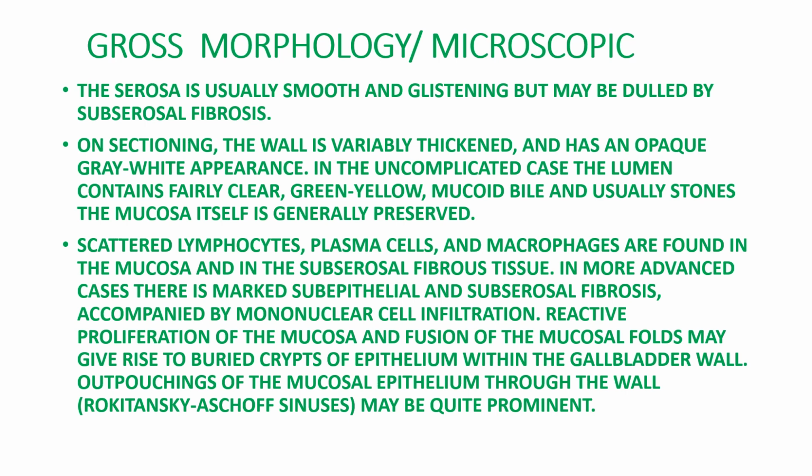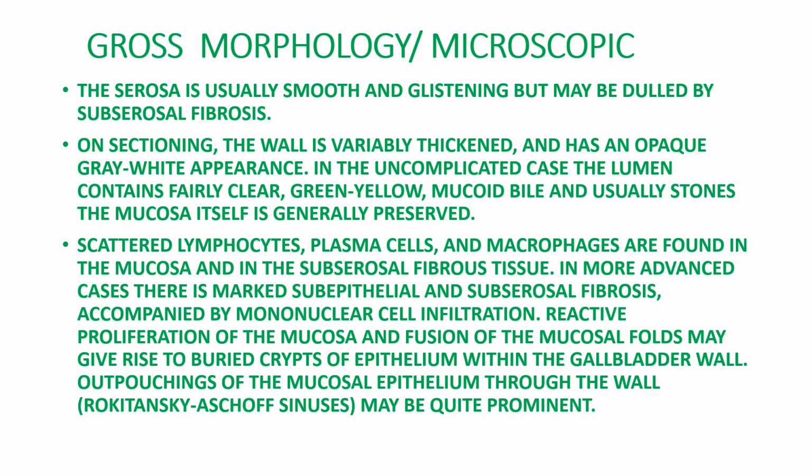Gross morphology, when you see it grossly, I will show this photograph of the gallbladder as well. The serosa is usually smooth and glistening but may be dulled by subserosal fibrosis. It may be shriveled. Shriveled means shrunken, when there is excessive fibrosis and repeated bouts of chronic inflammation. On sectioning, the wall is variably thickened, but remember one thing, the thickness of the wall rarely exceeds 3 times the normal thickness of the gallbladder.